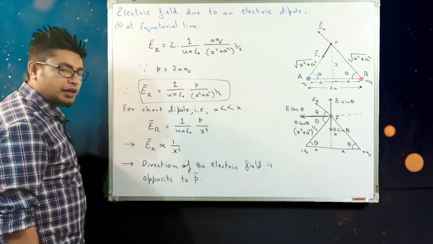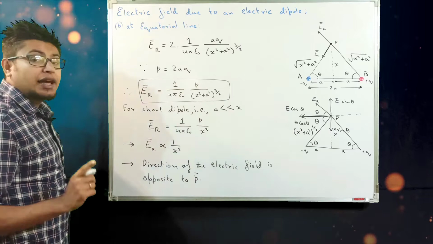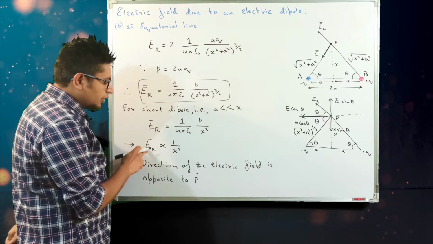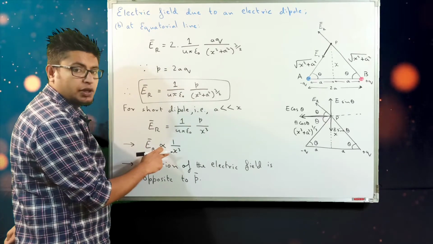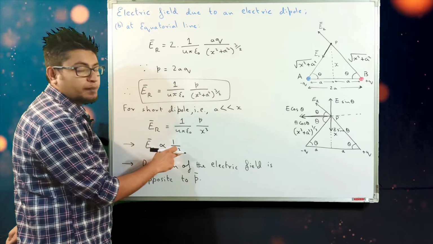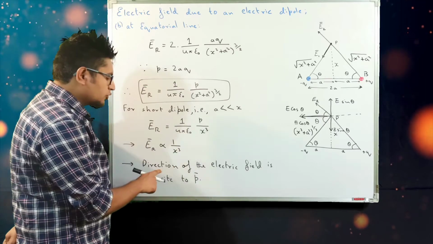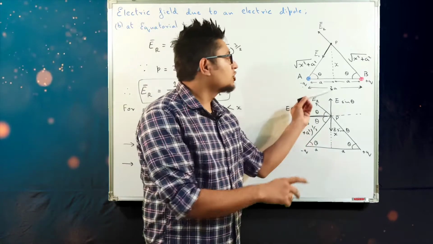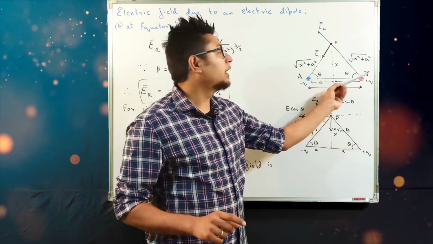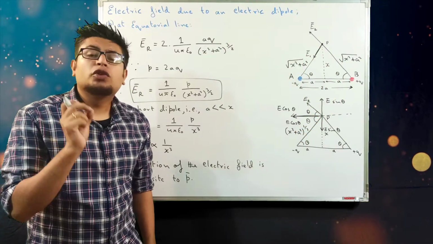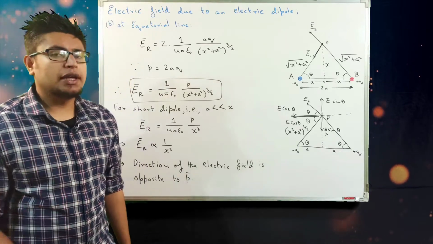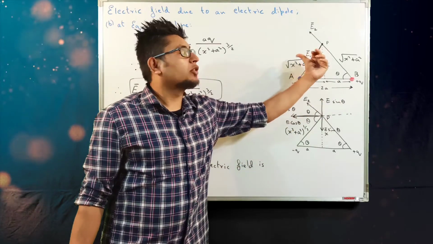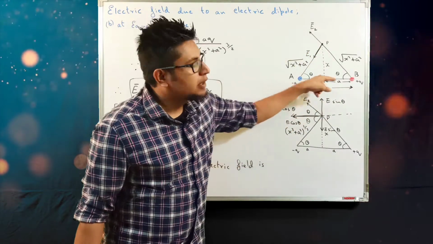You see there is a similarity between the electric field at the axial line and the electric field at the equatorial line, which is that the resultant electric field is proportional to 1 divided by x cube, even in the case of equatorial line. The direction of the electric field is opposite to P. This is the direction of P, whereas the direction of the electric field is on this side. Also, the direction of the electric field in case of equatorial line is opposite to that of P.